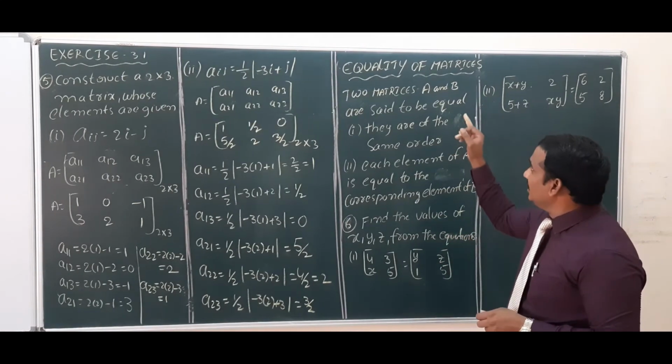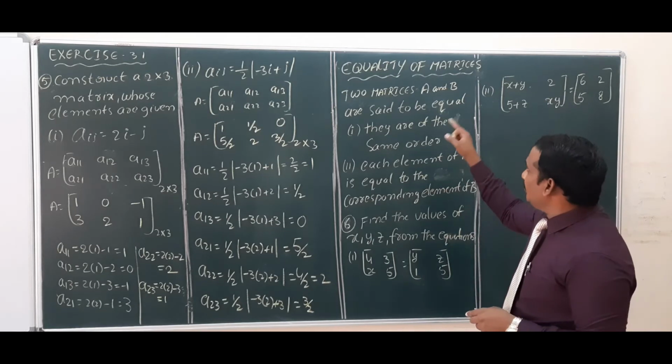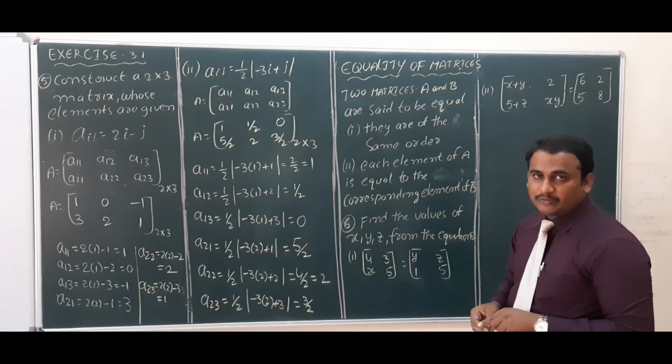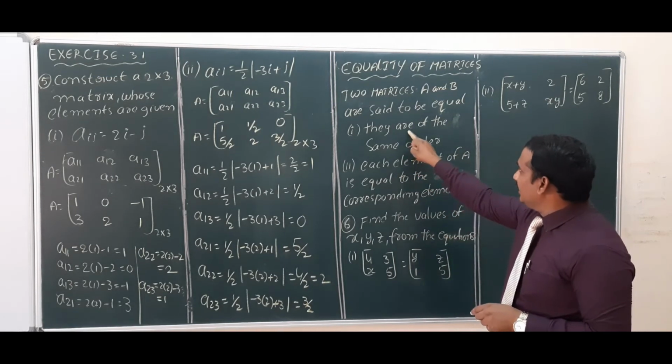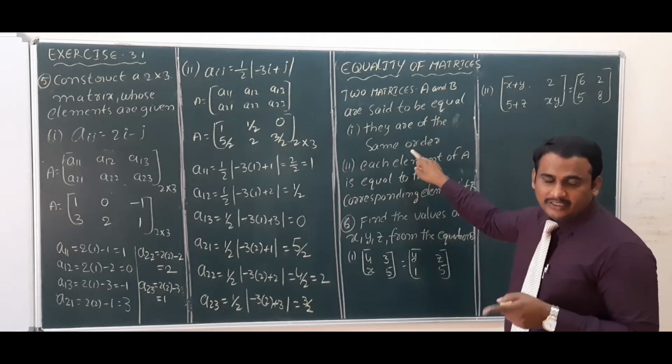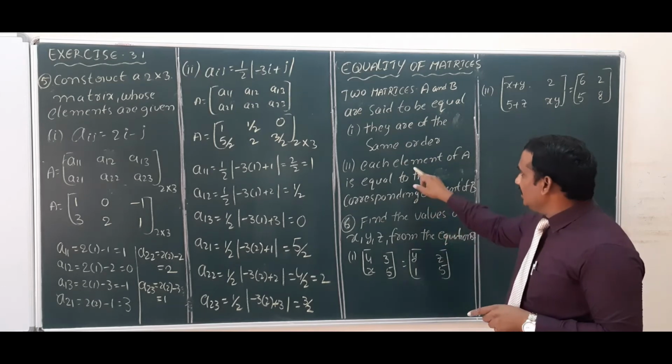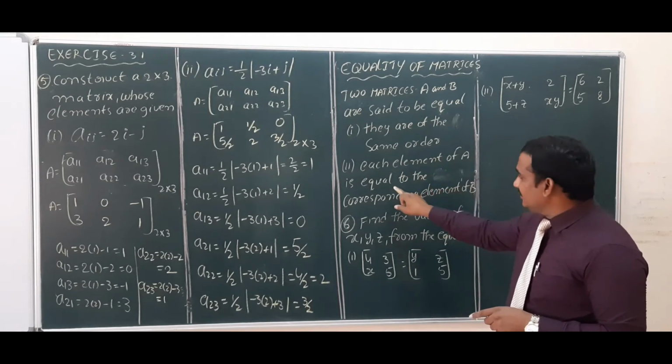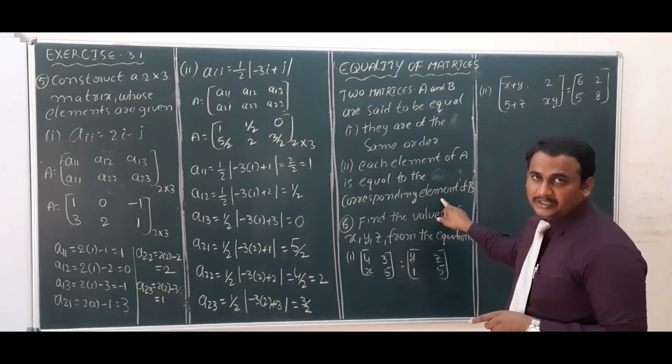Once again, equality of matrices. Two matrices A and B are said to be equal. First condition, they are of the same order. Same order means you have to equate. Otherwise, you should not equate. Next one, each element of A is equal to the corresponding element of B.